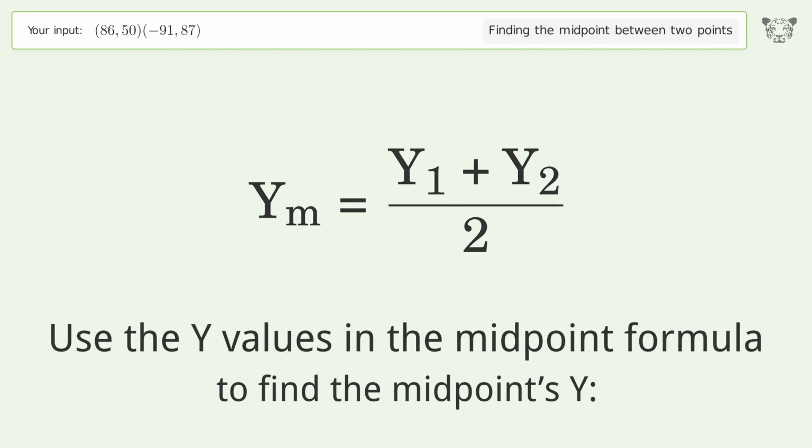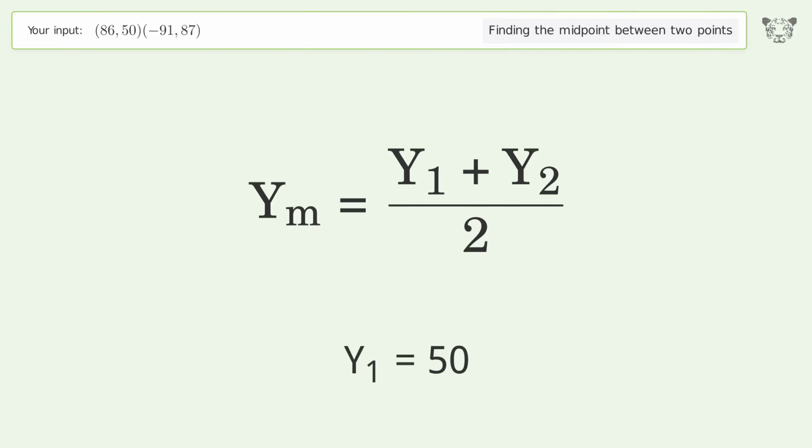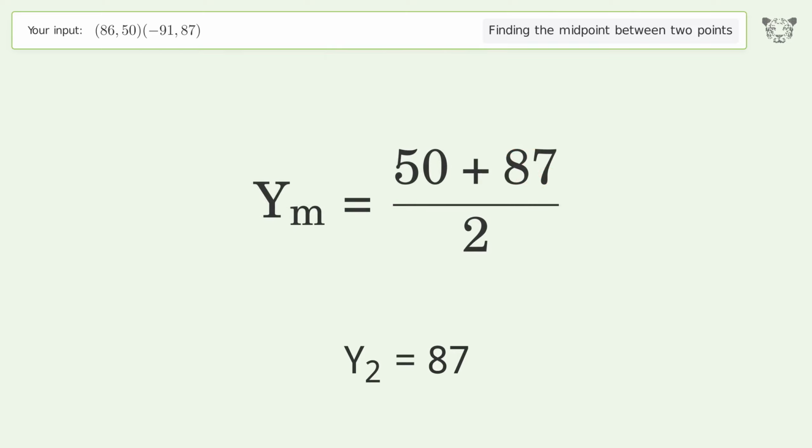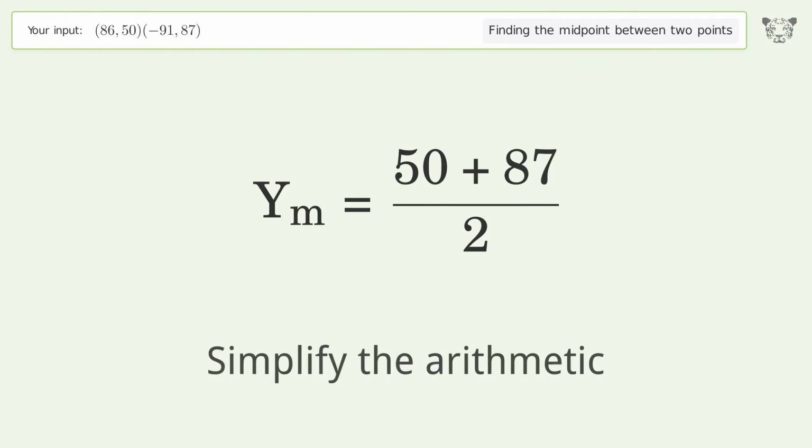Use the y values in the midpoint formula to find the midpoint's y. y1 equals 50. y2 equals 87. Simplify the arithmetic.